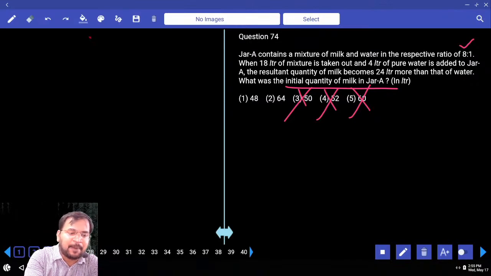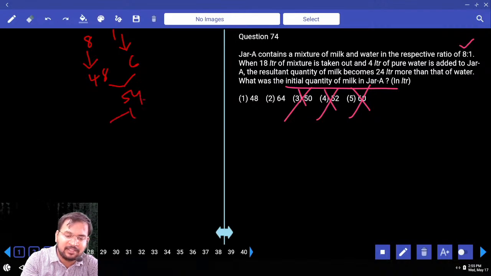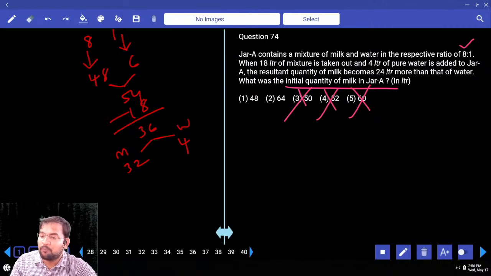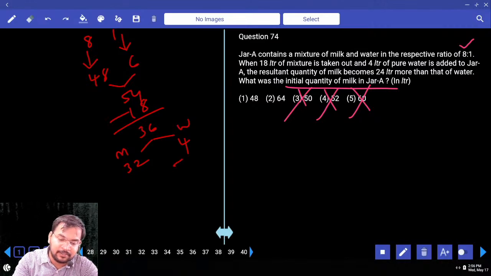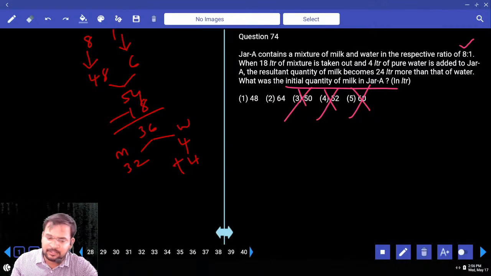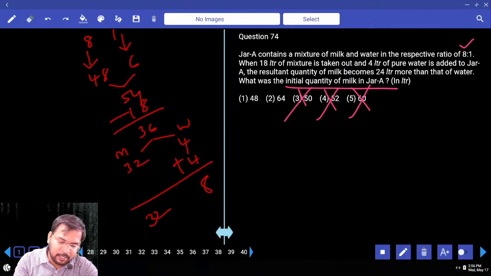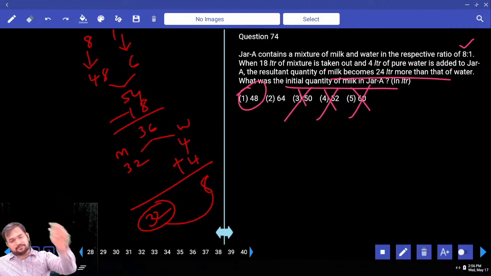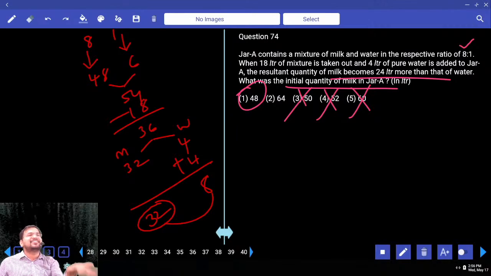Start with 48. 8 parts is 48, then one part is 6, together 54. How many are you withdrawing? 18 liters. Remaining is 36. That is the 8:1 ratio: 8 parts is 32, 1 part is 4. This is milk, this is water. Now 4 liters of water is added, so this is 8. Now milk is 24 more than water. Satisfied? Very good.